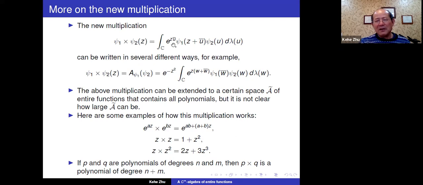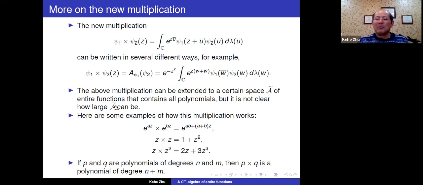So the multiplication operation over here, I consider something interesting for people in complex analysis or functional analysis to understand what this new multiplication really means. Also, a natural question is, can you find the maximum algebra A tilde such that this operation is well defined? I mean, at this point, I don't know what this A tilde is.